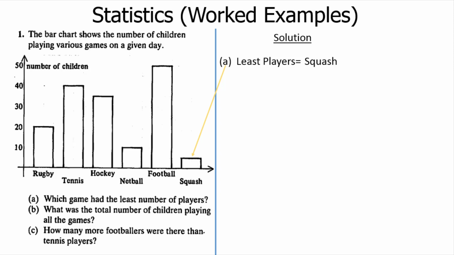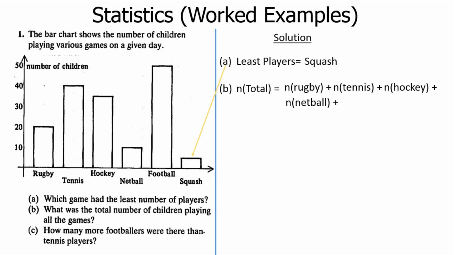So the total number of children playing all the games, which is N total, as I represented it on our screen, is equal to the number of children playing rugby plus the number of children playing tennis plus the number of children playing hockey plus the number of children playing netball plus the number of children playing football plus the number of children playing squash.